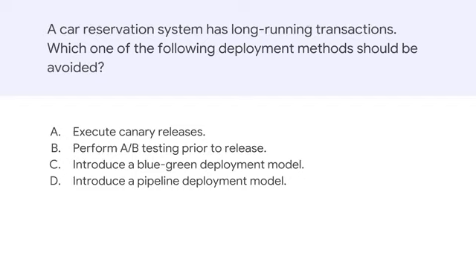A car reservation system has long-running transactions. Which one of the following deployment methods should be avoided? Execute canary releases, perform A/B testing prior to release, introduce a blue-green deployment model, introduce a pipeline deployment model. The answer is introduce a blue-green deployment model.